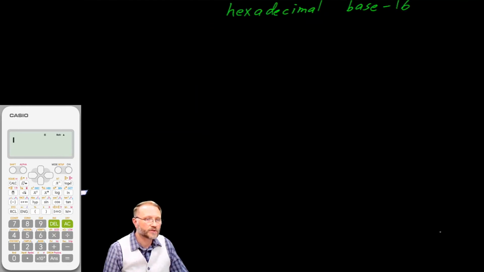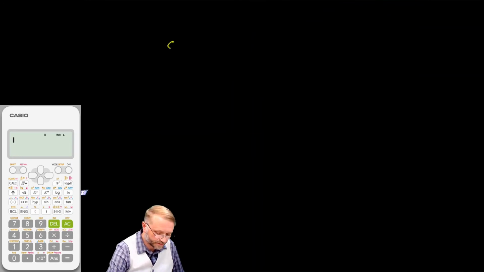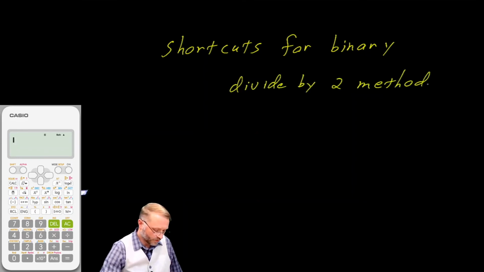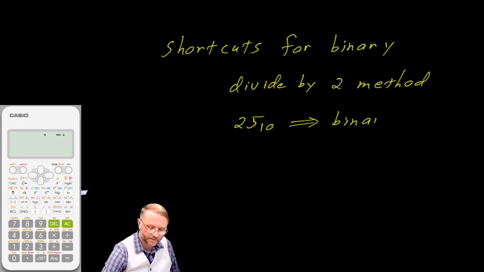Knowing this, there's a few shortcuts you should be aware of. One of them is called the divide by 2 method. For example, if you have the number 25 base 10 and you want to convert that to binary, you can perform a series of divisions by 2. It looks something like this. We start with the number 25. We divide it by 2. The answer is 12 with a remainder of 1.